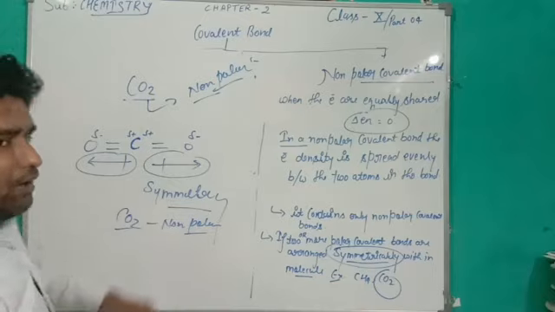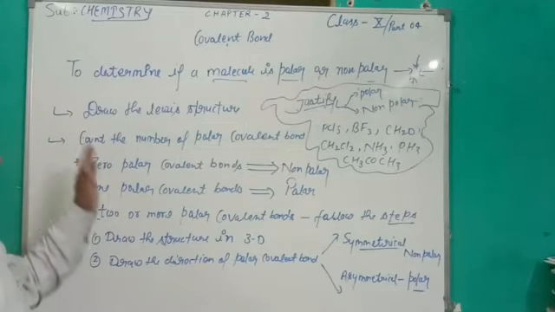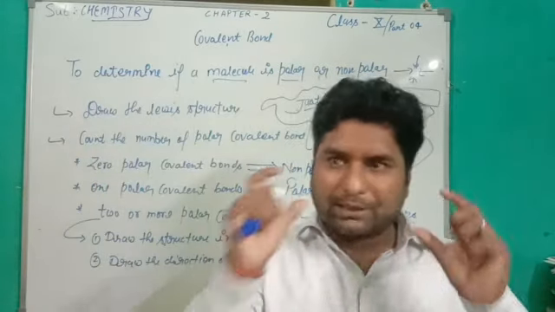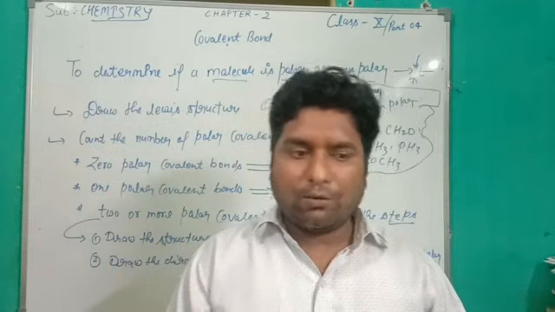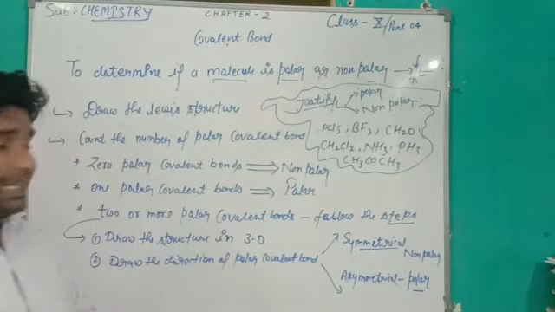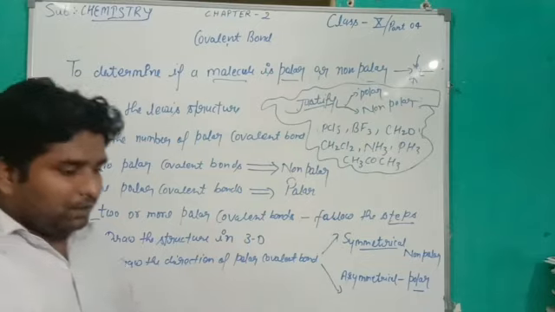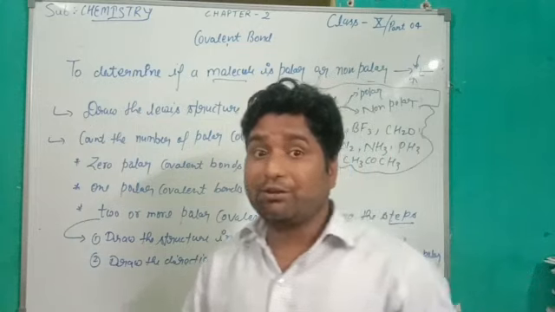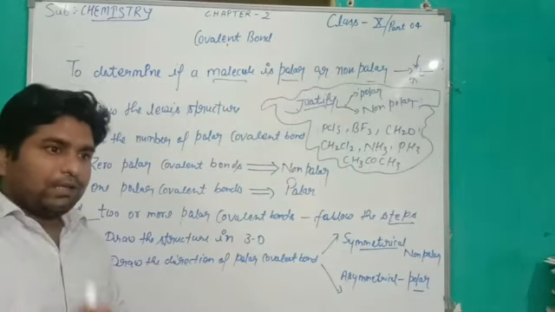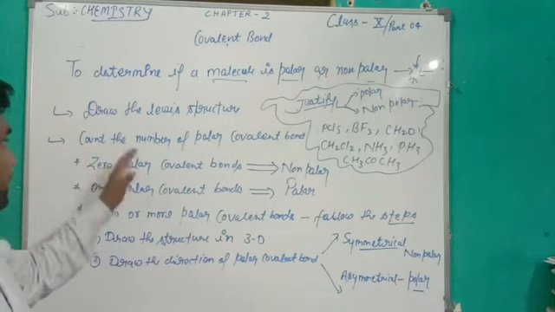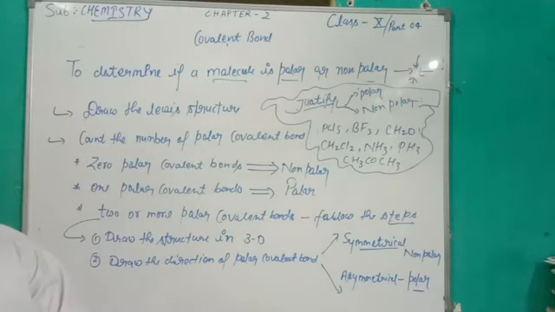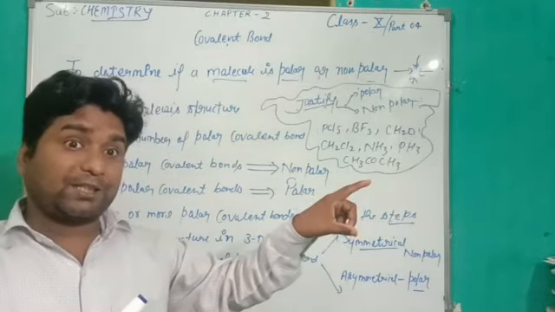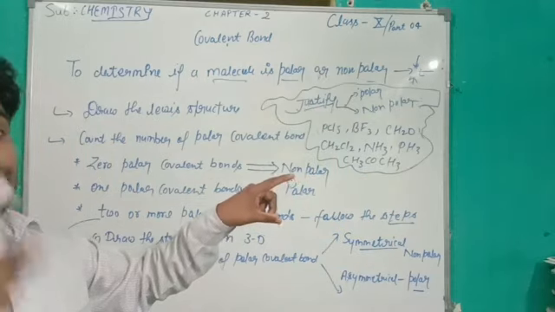Okay, students. Now, how can you justify whether a molecule is polar or non-polar? There are some rules. First one, draw the Lewis dot structure in 3 dimensions. Second one, count the number of polar covalent bonds.